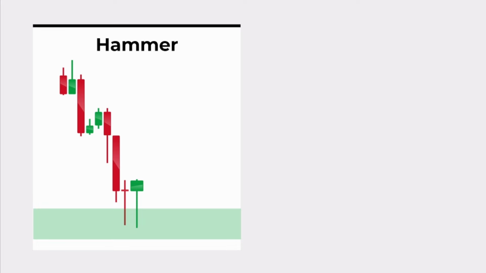All right, so here we have a hammer setup. As we can see, we have a downtrend, and then we have a doji candle and a bullish hammer that formed near the bottom of this downtrend. We know this because this green area symbolizes a supply zone, and as price dips into the supply zone area, buyers aggressively step in and push the price back up. So in this scenario, more often than not, we would have a reversal.